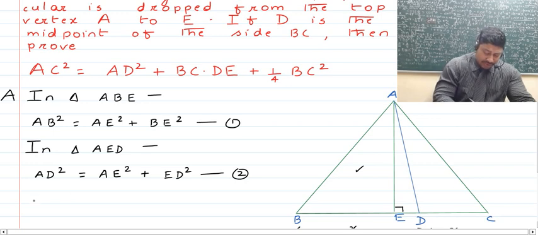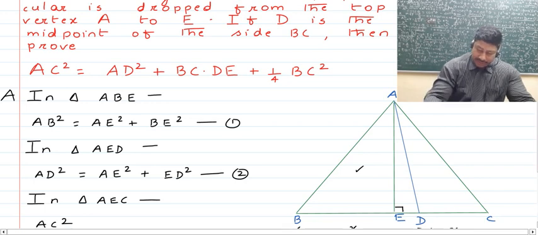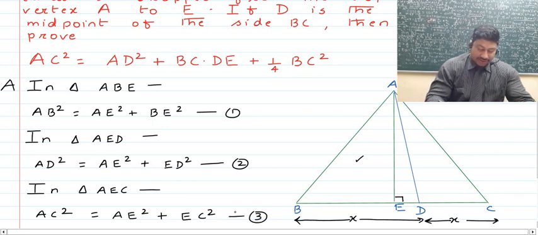Now we talk about the third equation, and for that we will be choosing the third triangle, that is triangle AEC, right? Now in this triangle, children, what do we have? We have the hypotenuse to be AC, so AC square will become equal to AE square, which is the perpendicular, plus we have EC square, which is the base squared. So this, guys, is going to become the third equation.